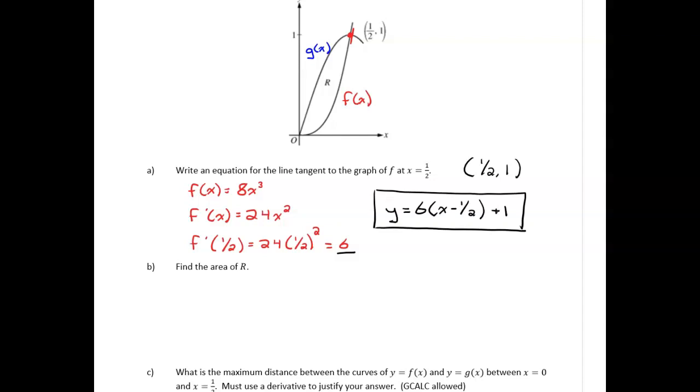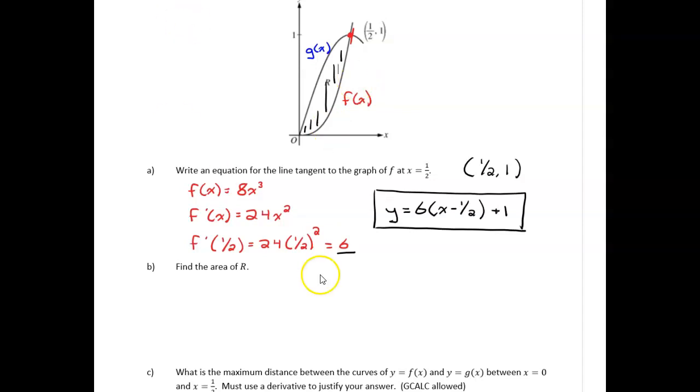All right, so next one, find the area of R. So in this one, I have a higher function, I have a lower function. In this one, I'm going to go ahead and differentiate this with respect to x. It's going to be kind of easy to find the distance between those.